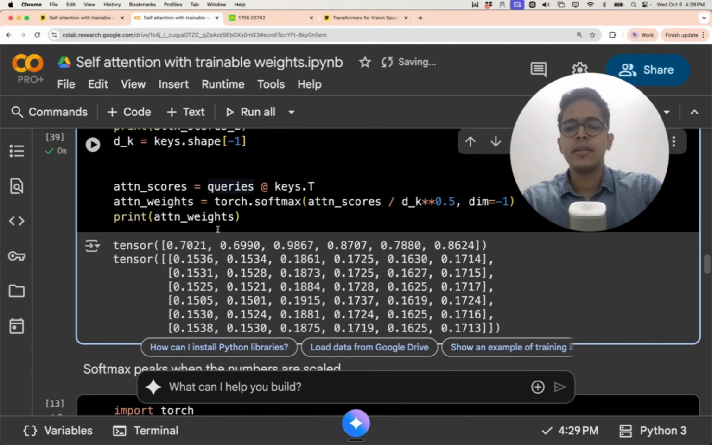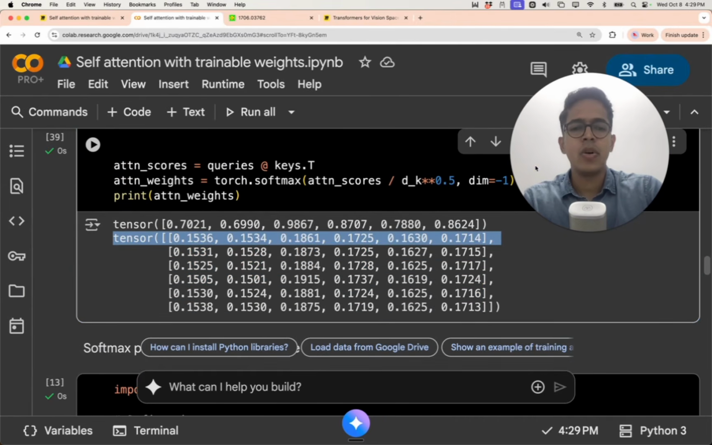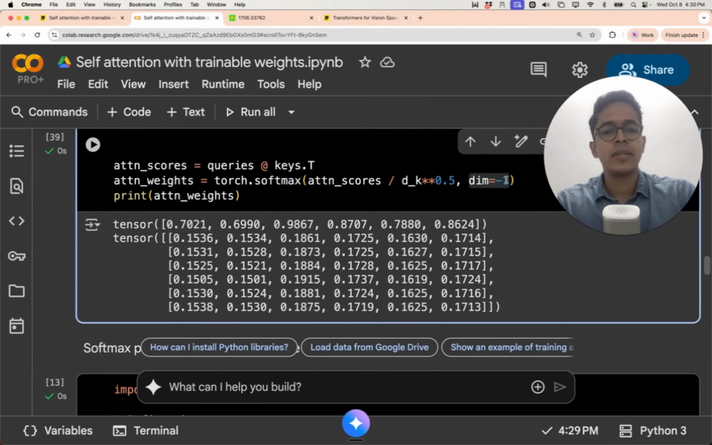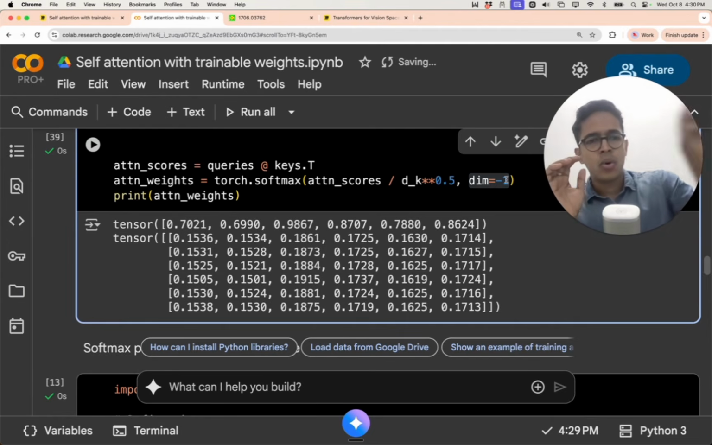So let's run this. Now these are the 6 by 6 attention weights, and each row will individually sum up to 1. So how do we ensure that each row is actually summing up to 1, not each column? By giving this parameter. So dimension equal to -1 means you will look at the last dimension of whatever tensor you have. So here you have a 2-dimensional matrix. First dimension is row. Second dimension is column, which means last dimension is column. So you will apply the softmax such that each row will sum up to 1.